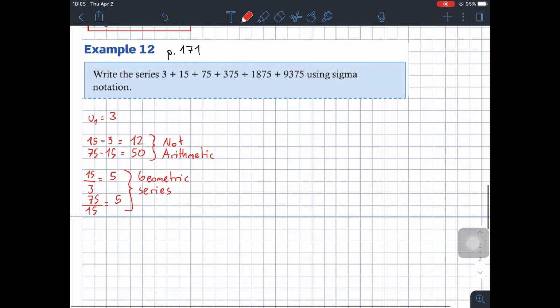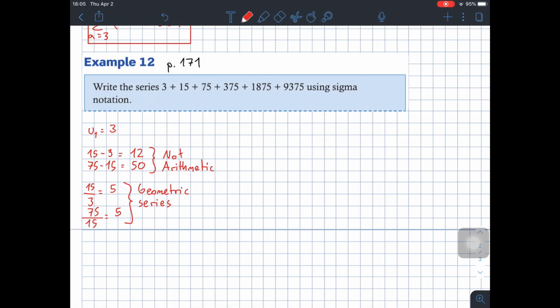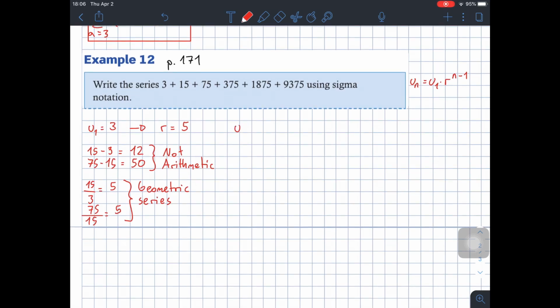Okay, so we know that U1 is 3, and now we know that the common ratio is 5. So once we know this, we can express Un. Remember, the formula for a geometric sequence is Un equals U1 times r to the power of n minus 1. This is available in the formula booklet in case you don't remember. So Un in this case is U1, which is 3, times r, which is 5, to the power of n minus 1. So this is our equation, our function, which we are going to plug into the sigma notation.